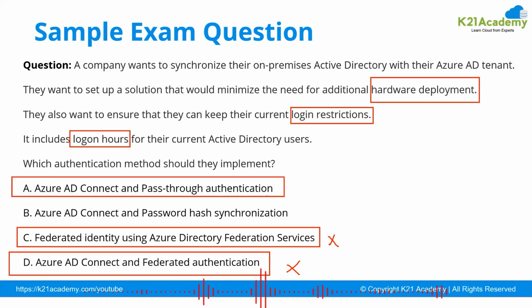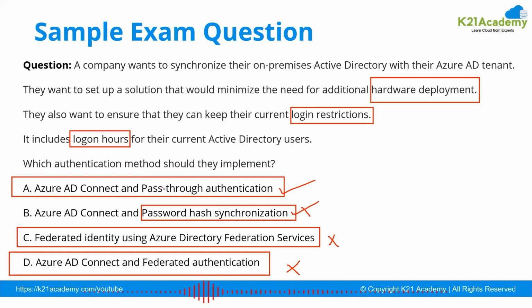Because in PTA, your source of authentication will be on-premises servers. Although you may need to deploy some additional hardware, it is not necessary in the case of PTA. I can also install the PTA agent directly on my domain controllers. So PTA should be the right answer for this because in password hash synchronization, your accounts will be synced to cloud, and logon hours, you're not configuring it at the Azure Active Directory level.